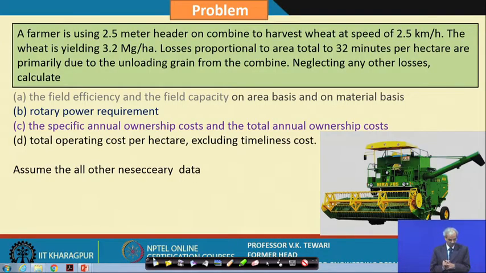Now, you remember this, assume all the other necessary data. Well, we need to understand what necessary data we need to take from the table, etc. So, that is why this has been written. Now, as I said, we are talking of a combine. So, this is the combine which has been given here, and using this, how do you proceed? What are the methods that we adopt and how do you adopt them?